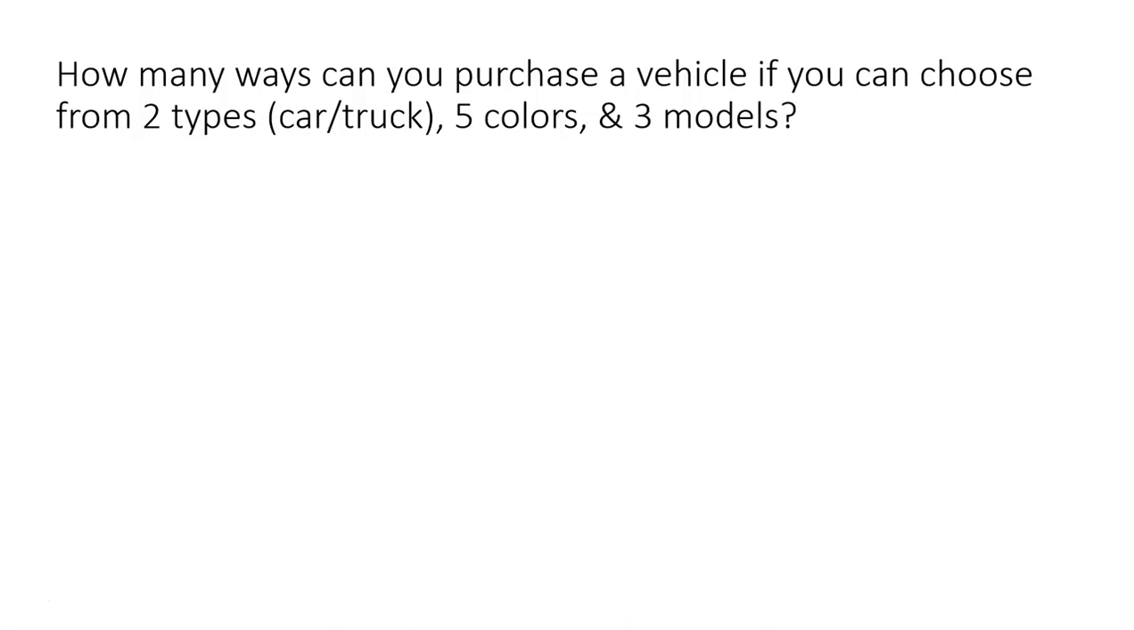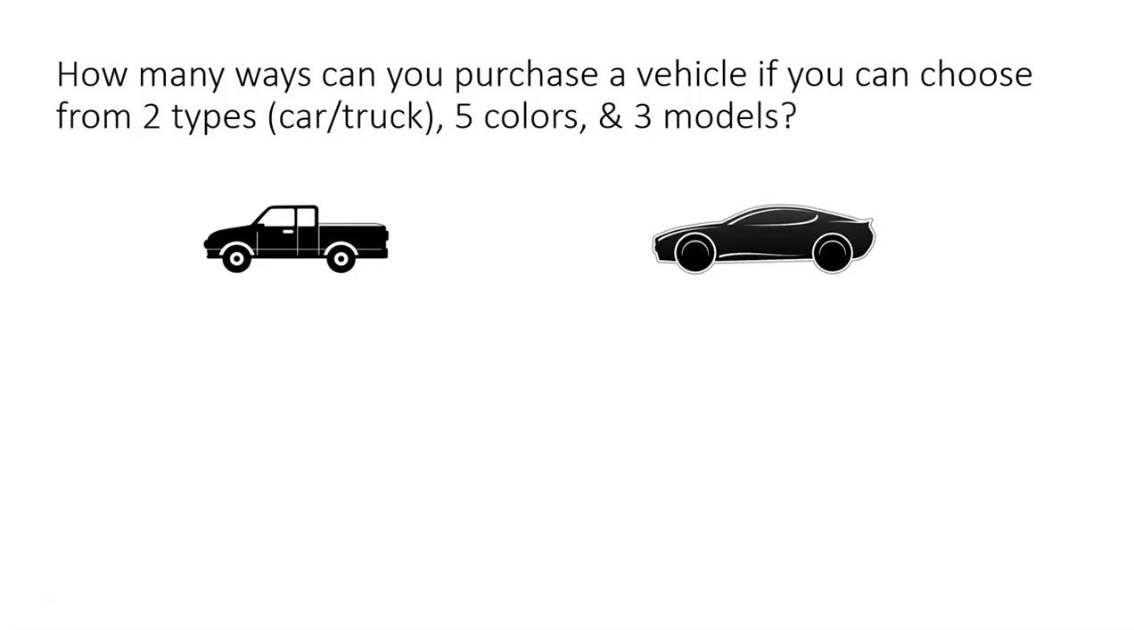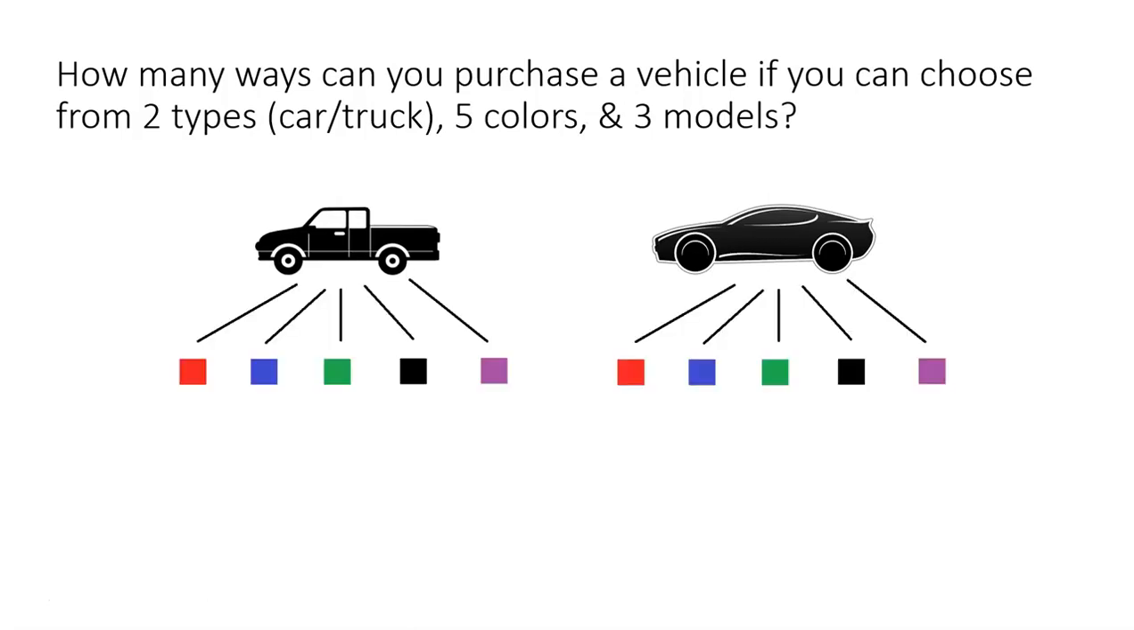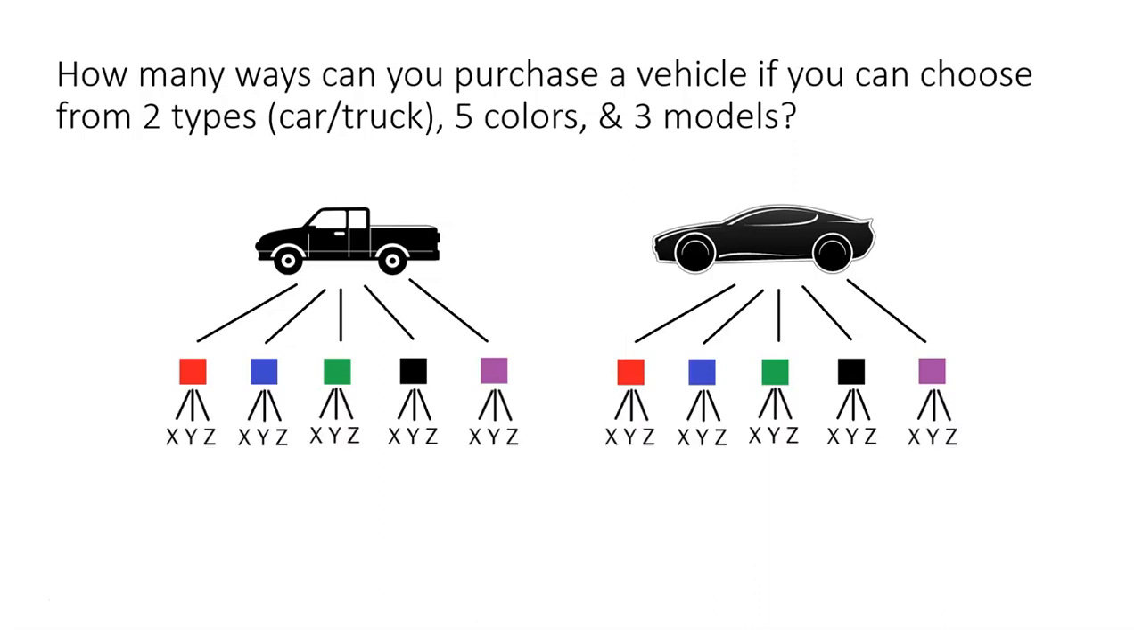Let's look at a tree diagram. Here are your 2 vehicle types. There's a car on the right, a truck on the left. That leads to a color selection. So whatever one you get, you got 5 color choices, red, blue, green, black, or purple. And then whichever one of those you choose, now there are 3 models from which you can choose, the X, Y, or Z model. So the end of this tree, all of these branches, lets us know how many ways we can do this. 1, 2, 3, 4, 5, 6, 7, 8, 9, all the way to 30. So this tree diagram allows us to see all the ways that we could purchase this vehicle.